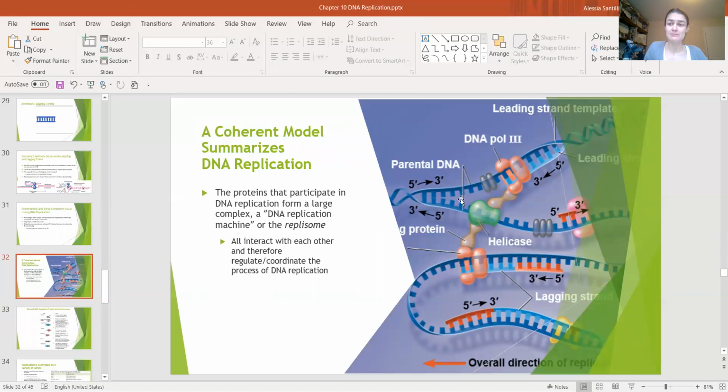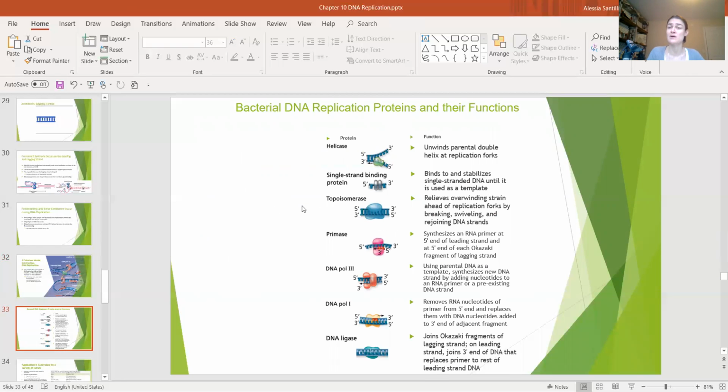So this is section 10.4, just a coherent model summarizing DNA replication. All of these enzymes that we talked about are all part of the replisome. We need helicases to unwind. We need single-stranded binding proteins to keep those unwound single-stranded DNAs from joining back together, so they stabilize them. We need topoisomerases like DNA gyrases in the case of bacteria to reduce that negative tension that comes from that supercoiling.